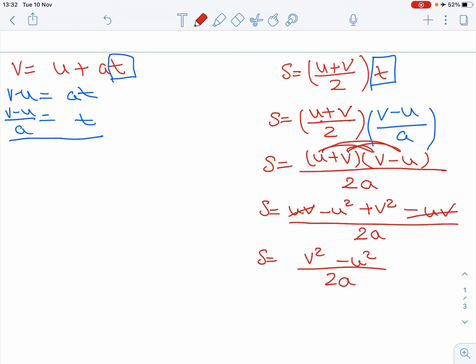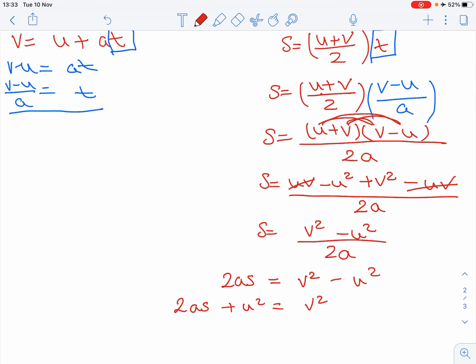Then we're going to rearrange the equation to make v squared the subject. So we have 2as equals v squared minus u squared, and making v squared the subject, we add u squared on both sides. So we have v squared equals 2as plus u squared.